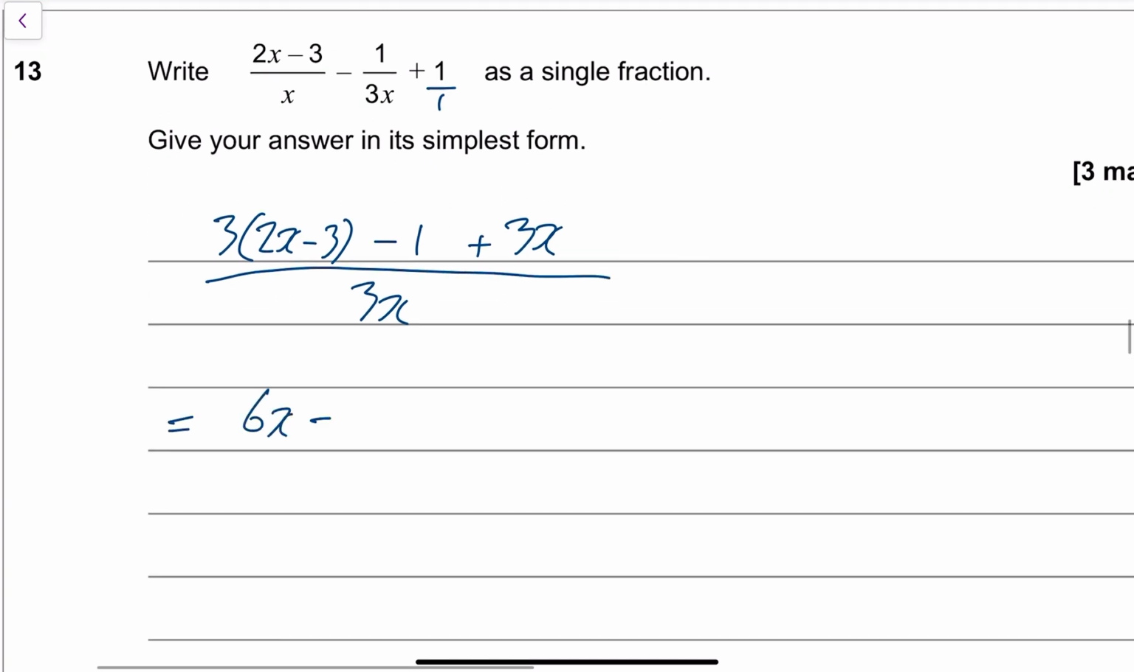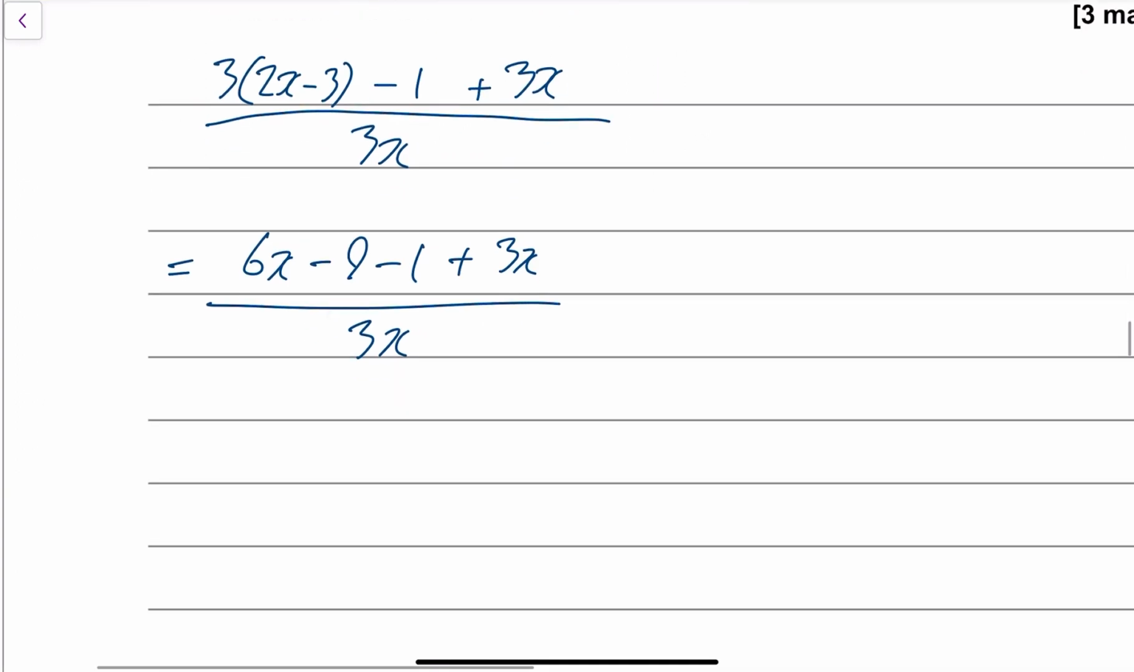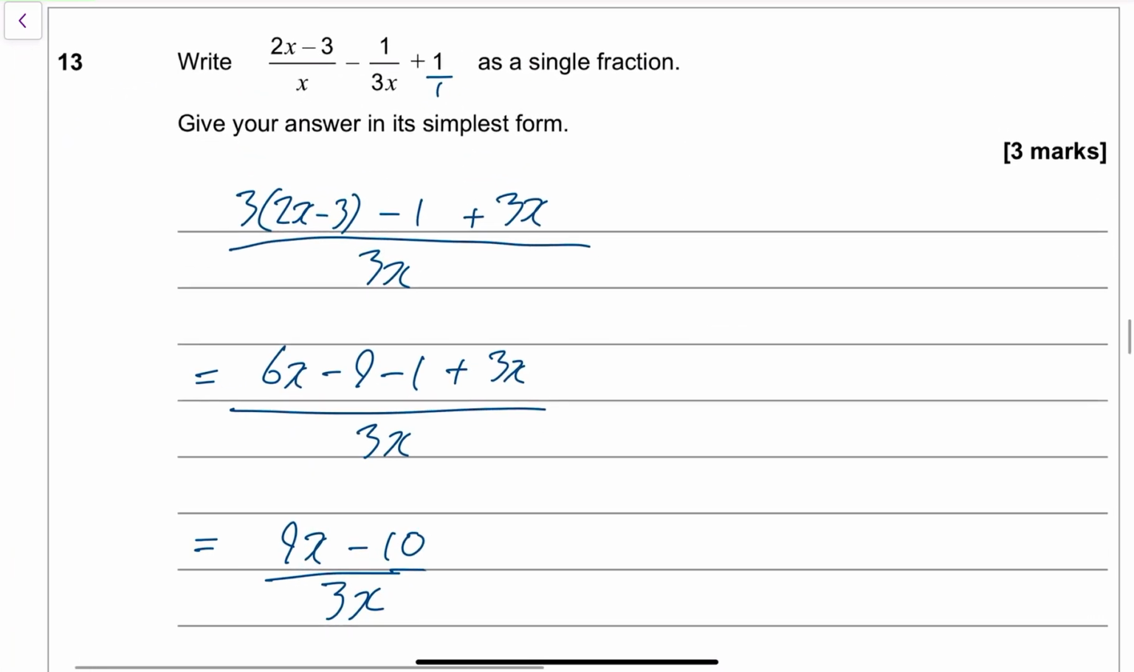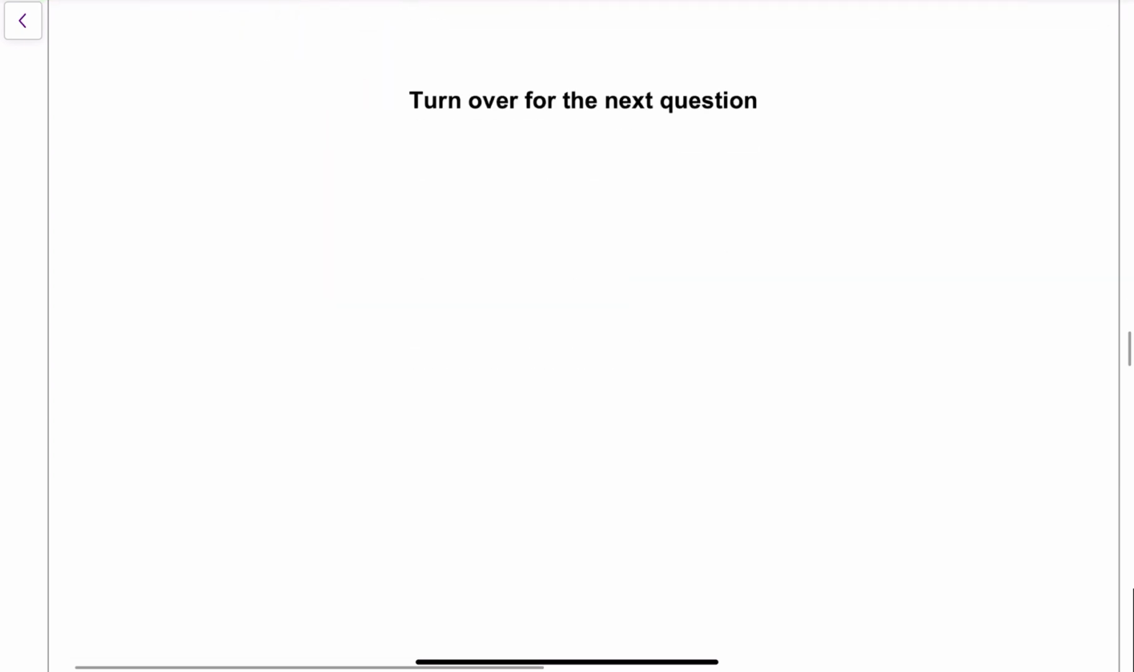Let's just tidy up. That's going to be 6x minus 9 minus 1 plus 3x, all over 3x, which is going to be 9x minus 10 all over 3x. People will make the mistake of cancelling these out. You cannot do that, absolutely not, because the x on the top is not multiplying everything on the bottom. As good as we can go. Let me just check that. 3 times the 2x minus 3, that's 6x minus 9, then minus 1, and then plus 3x, 6x plus 3x is 9x. Yes, that looks good.